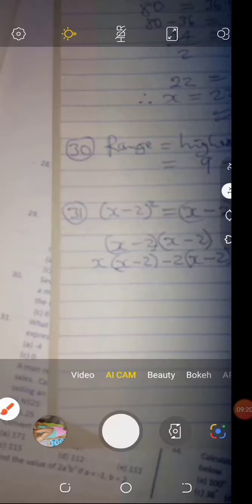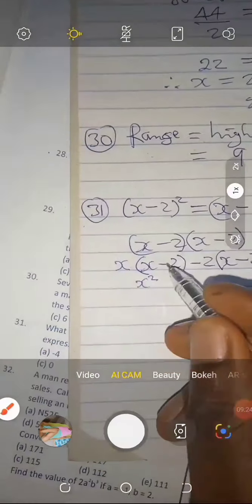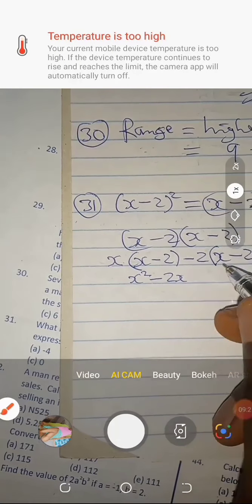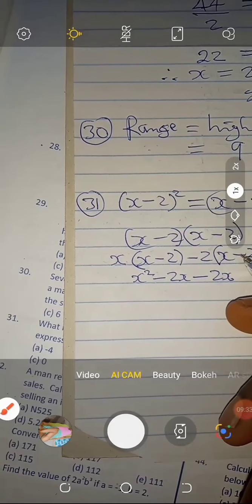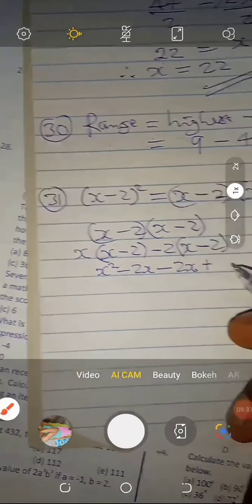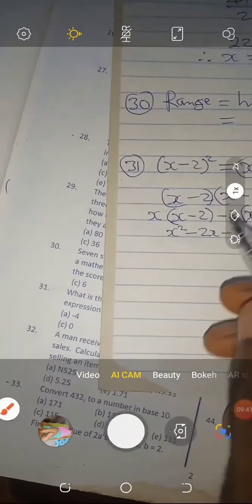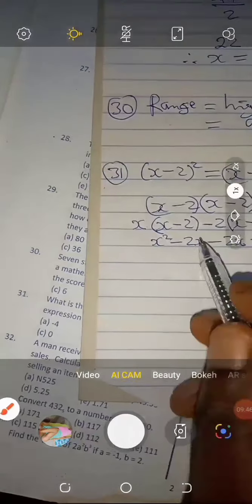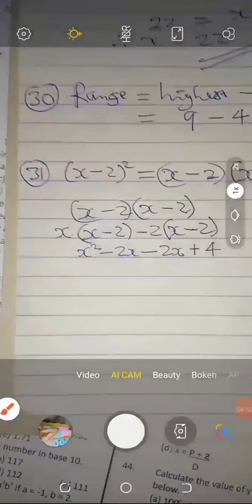So if we go ahead with that, x times x, we have x squared. x times minus 2, we have minus 2x. Minus 2 times x, we have minus 2x. Minus 2 times minus 2, minus times minus is plus, 2 times 2 is 4. So our answer is plus 4 there. These are like terms, so we can sum them together.